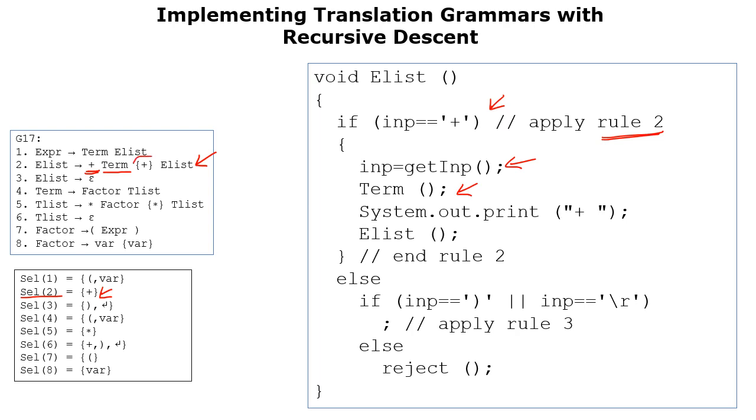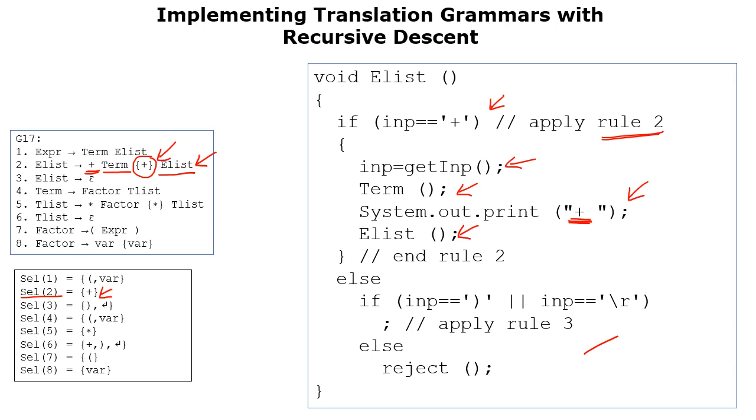And then we meet an action symbol. So this is where it is different. We handle action symbols by printing out that symbol. So we write system.out.print plus, because in this rule we have plus action. Next, we meet a non-terminal elist and we call the method for non-terminal elist, and that's the end of rule 2. As for rule 3, the method is the same as in the previous LL1 grammar.